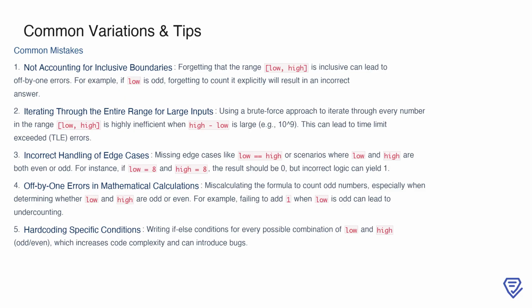Another potential pitfall is mishandling edge cases. For instance, if low equals high, or if both low and high are either even or odd, it's critical to ensure your logic works correctly in these scenarios. Additionally, small mistakes in mathematical calculations, like forgetting to add 1 when low is odd, can result in undercounting the odd numbers. Finally, avoid hardcoding specific conditions for every possible combination of low and high being odd or even. This makes the code unnecessarily complex and prone to errors.